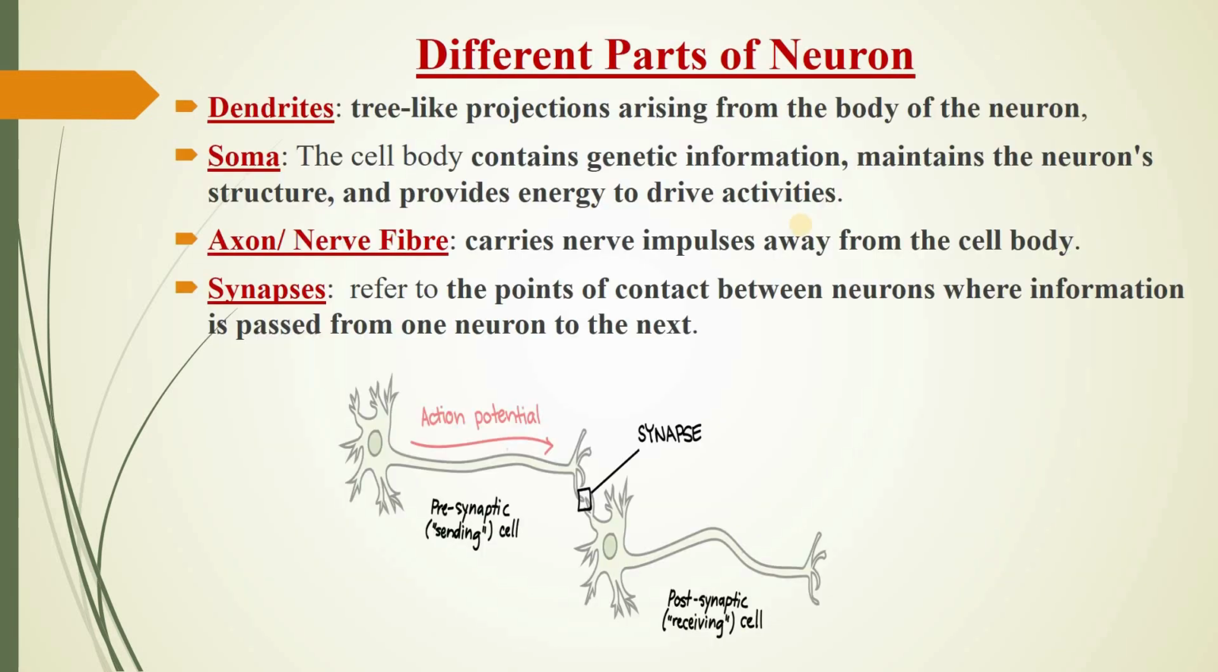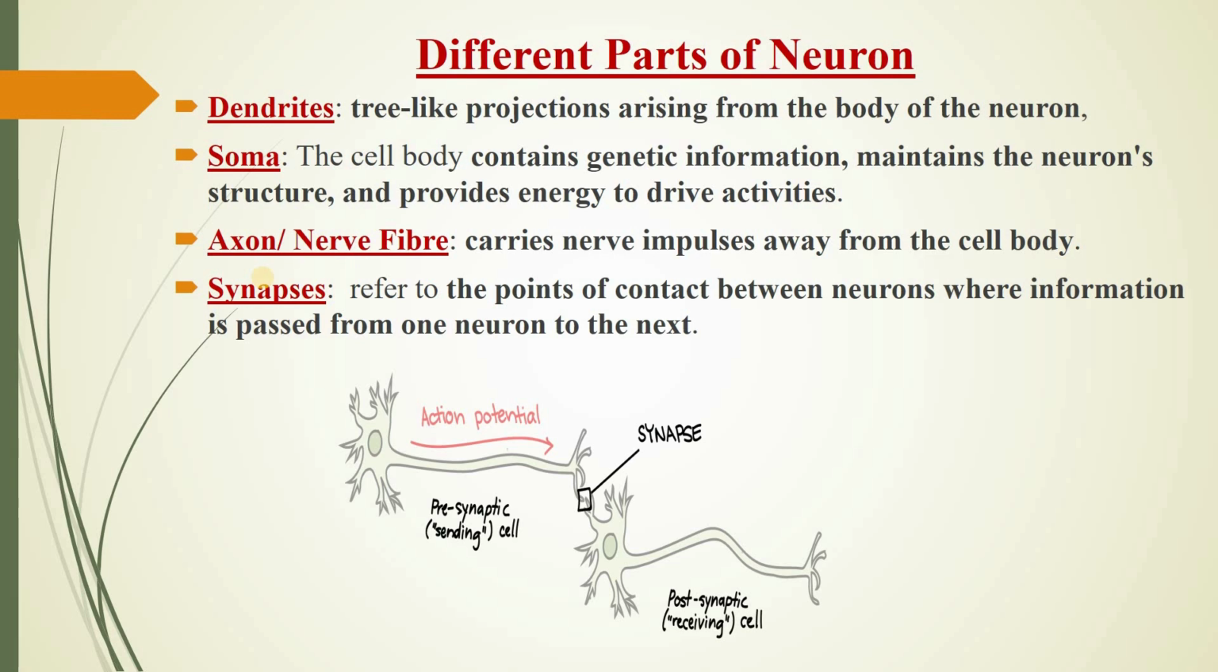So here the first part of the neuron is the dendrites. These are dendrites, like this, the tree-like projections. Next one, soma. It is also called somata, which contains genetic information, maintains the neuron structure, and provides energy to drive activities. Next one, axon, which is just like a nerve fiber, which carries the nerve impulses.